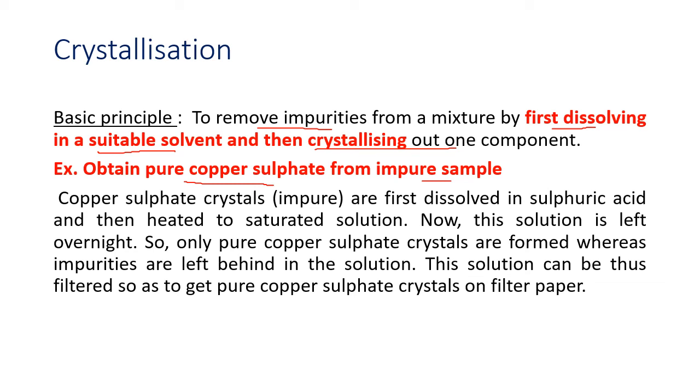Copper sulfate can also be dissolved in sulfuric acid. You can dissolve it in water or sulfuric acid and heat it to make a saturated solution. So what you have done is heated it with sulfuric acid or water to make a saturated solution. Now leave it for a day. When you leave it, it starts to cool down.